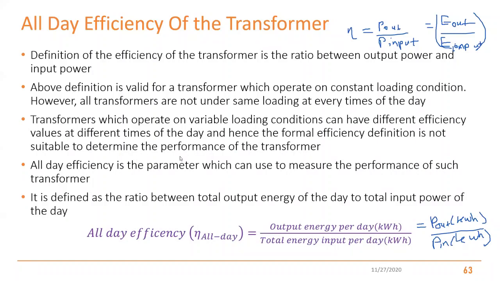Right, so it is not a big definition, we are just taking the average values for one single day. We are considering the total energy per day. Then if you divide by 24 hours, that means the average power output at any given time. So the average input can be found like that. If you divide the average output by the average input, then we call that efficiency the all day efficiency of the transformer.